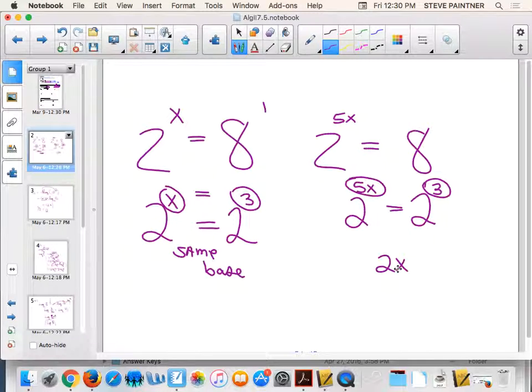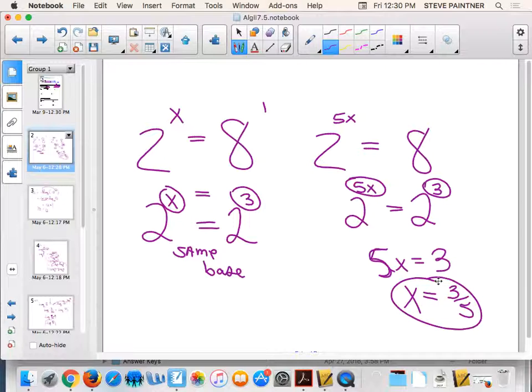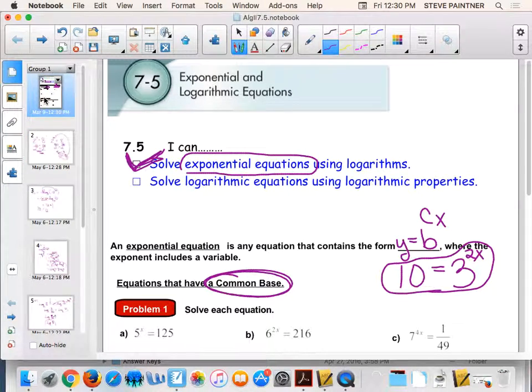Whoa, why did I write that? Sorry. 5x equals 3. So your solution is what? 3/5. 3/5. Okay, we got it. So when I say solve this equation, you say 2 to the 5 times 3/5 should equal what? Should equal 8. That's what you're doing. If the bases are the same, it's such an easy problem. So your job will be to make them the same if they're not.